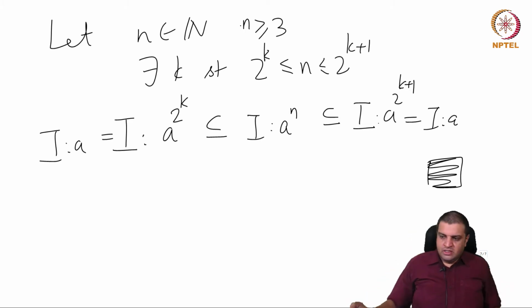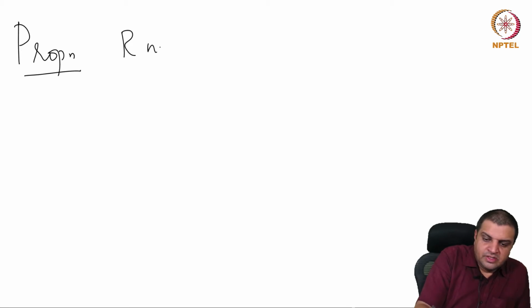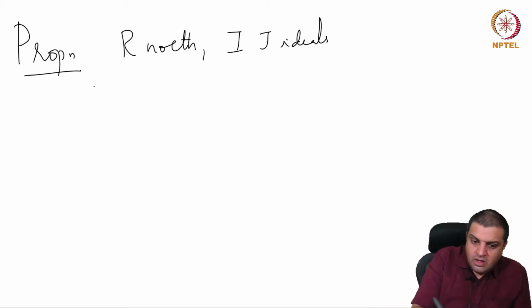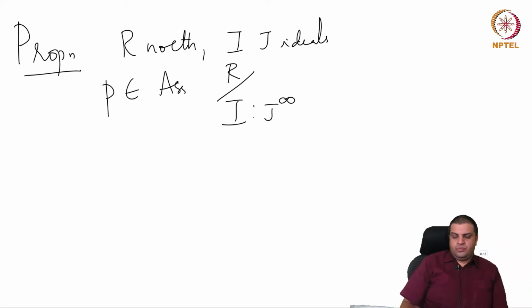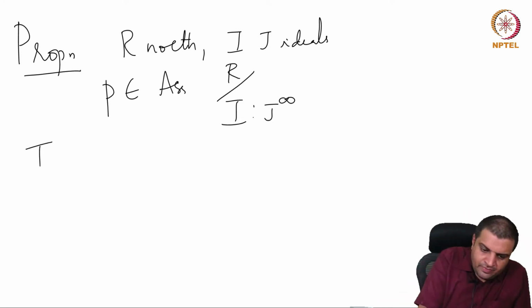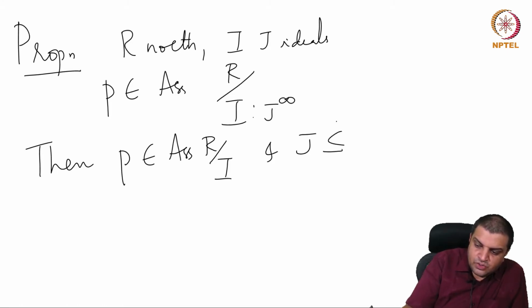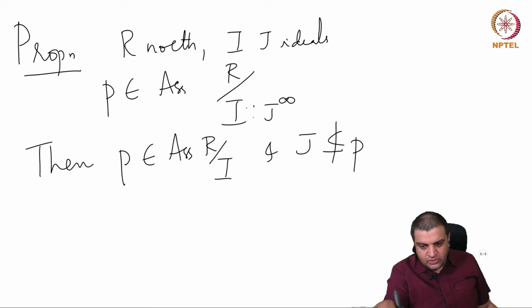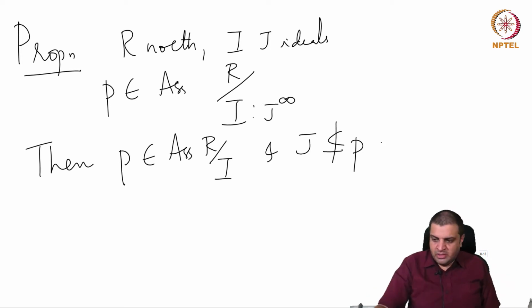So now let's go back to looking at the associated primes proposition. R Noetherian, I and J ideals. If P is associated to R mod (I colon J saturation), so I colon J infinity, then P is associated to R mod I, and J is not a subset of P. So such P that are associated to the J saturation of I are associated to I and will not contain J. This is a way of picking out certain associated primes.